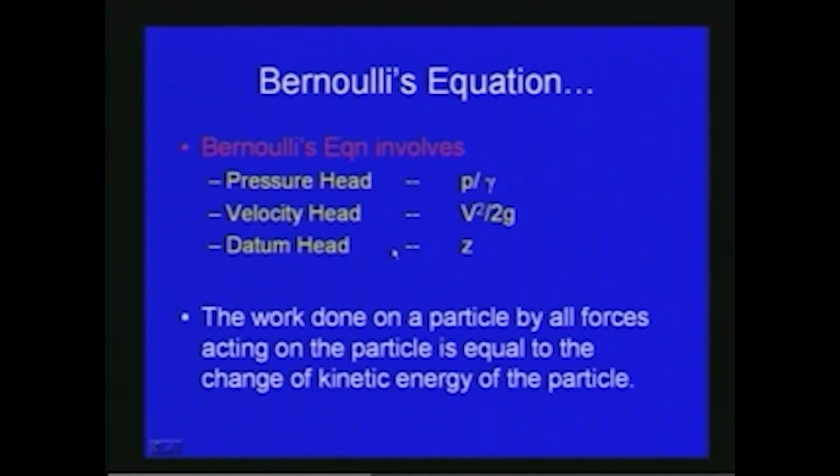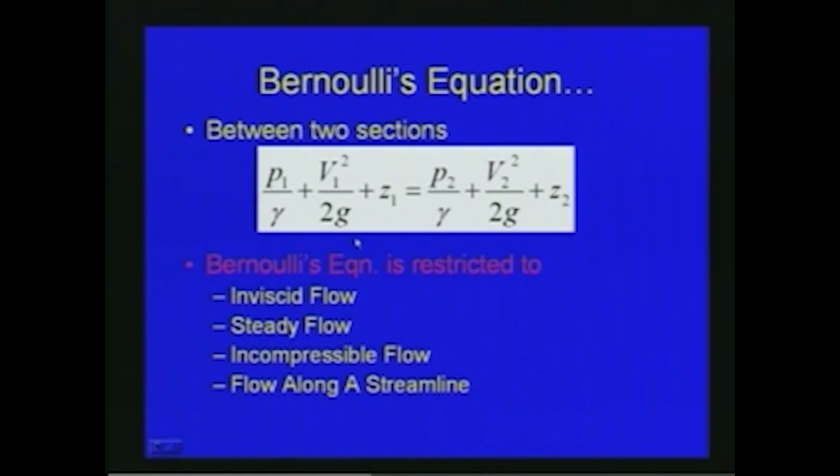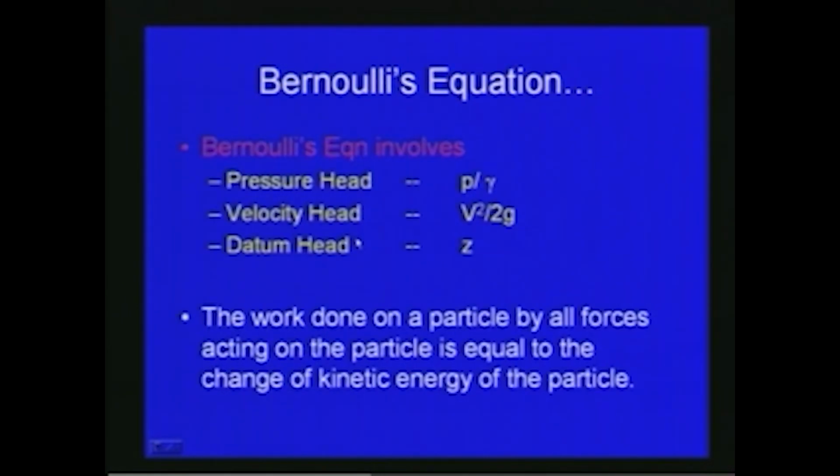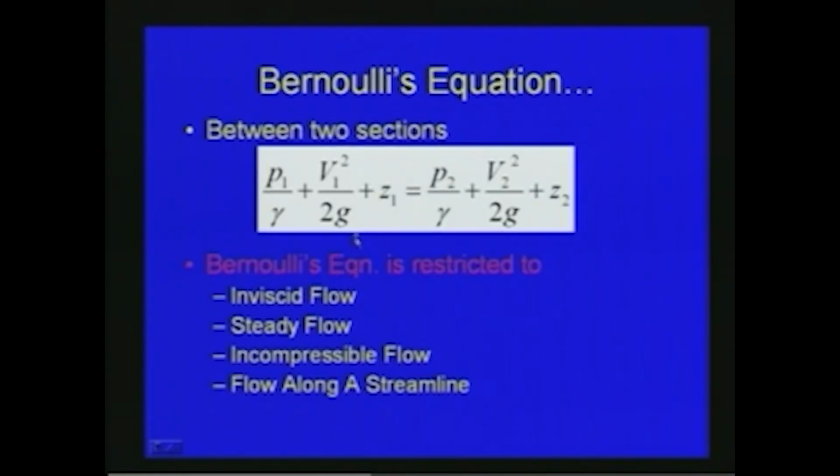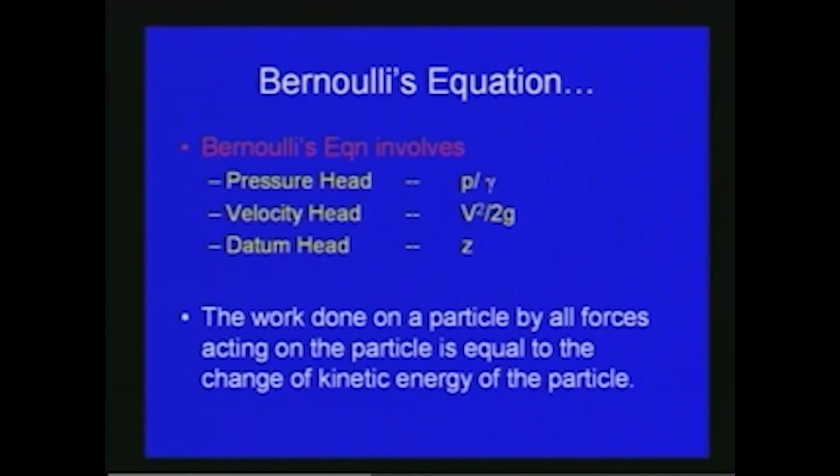In the previous slide you can see there are three terms. One is p1/γ, which is the so-called pressure head, and the second one is V1²/2g, which is the so-called velocity head, and then Z1 and Z2, which is the datum head. So Bernoulli's equation includes three terms: the pressure head, the velocity head, and the datum head. Now with respect to this, we can see that the work done on a particle by all forces acting on the particle is equal to the change of kinetic energy of the particle.